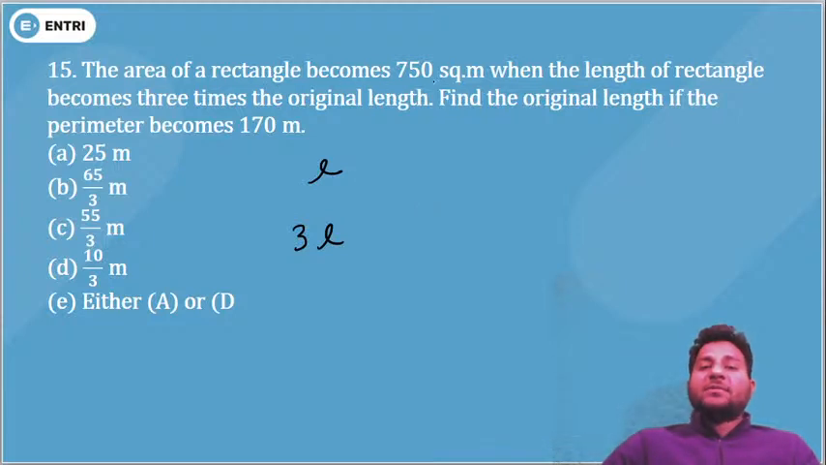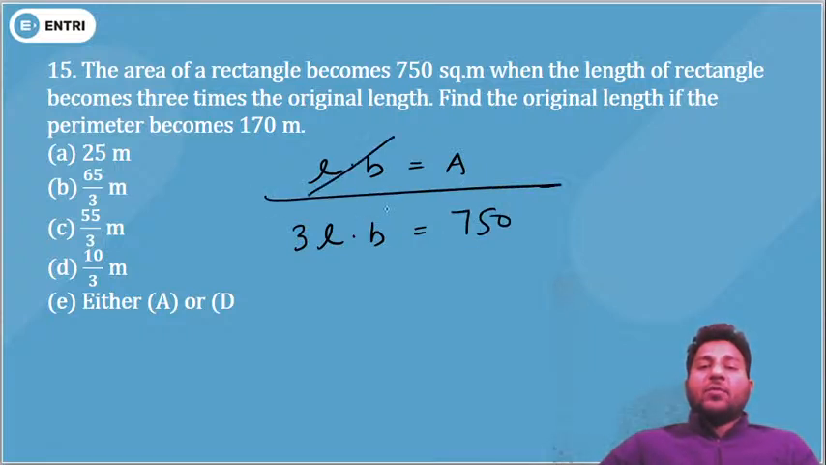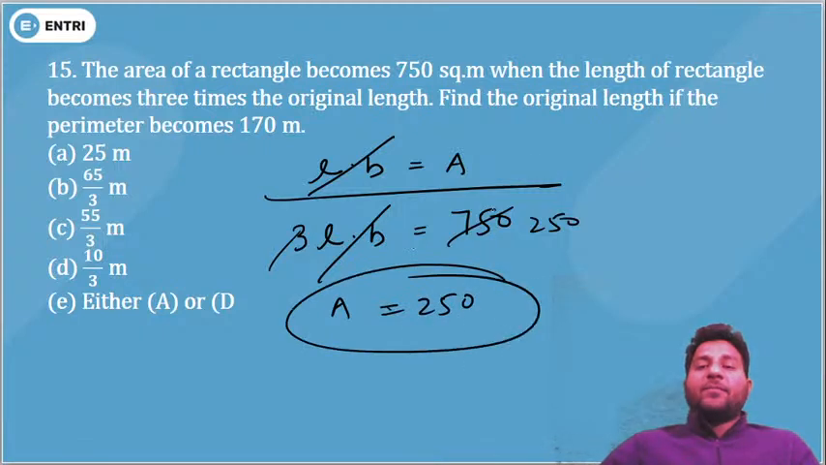Area of rectangle becomes 750 square meter when the length of the rectangle becomes 3 times its original length. Okay. So tell me how you are going to solve this. We know that the breadth will be the same. So let's say the original area was A. Now the area is 3L into B and it has become 750. So let's divide it to find out the value of area. And we know the original area was 250.